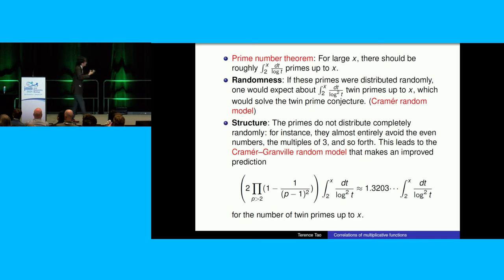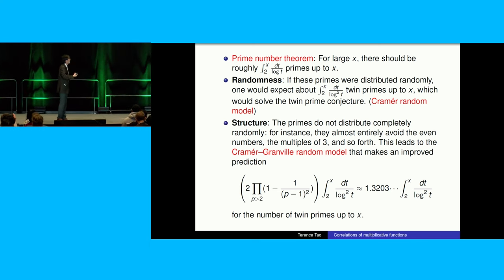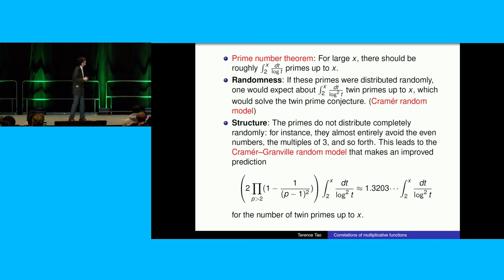So the starting point is the fundamental theorem of analytic number theory, which is the prime number theorem. We know how many primes there are up to a large number x, roughly. It's the log integral of x, so the integral of dt over log t from t equals 2 up to x, roughly x over log x. There's an error term, which is very interesting. The Riemann hypothesis is all about exactly what that error term is, but that's not important for this talk.